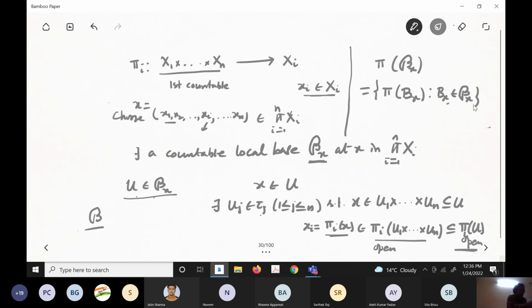Look, I have prepared this note. I have told you that when you take the image of a function, its size will be less. Here pi is a function, so this is countable. If you are taking the image of that, this is countable. All you have to check is that this is a local base at xi in Xi. That you'll have to check.